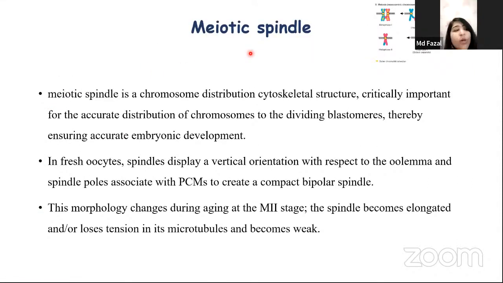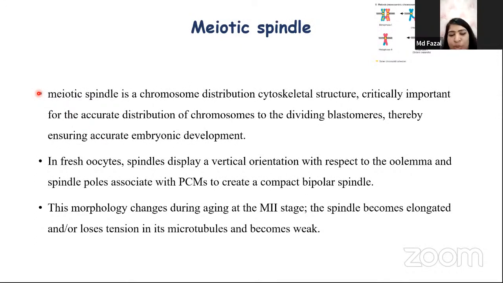So now what is this meiotic spindle? This meiotic spindle is the spindle which helps in the growth and development, and cell division basically happens through this meiotic spindle. And it is very important because of the distribution, the cytoskeletal structure, and the equal distribution of the embryo, like it's called 4 cell, 8 cell, and then 16 cell, right? So the equal distribution happens with this meiotic spindle.